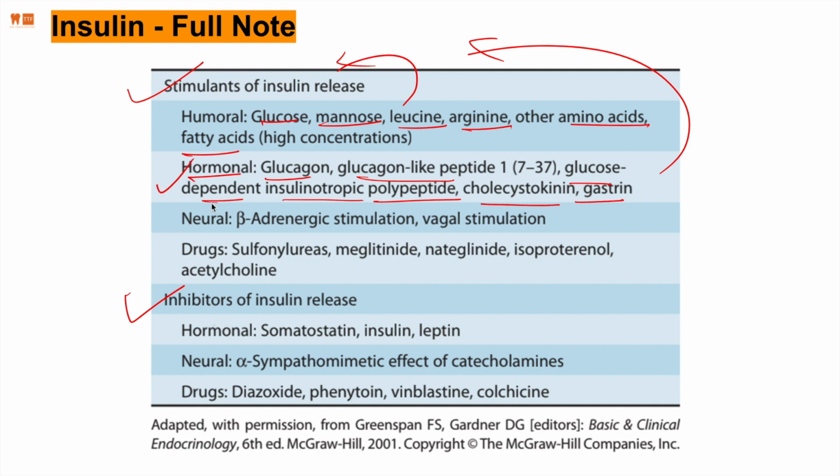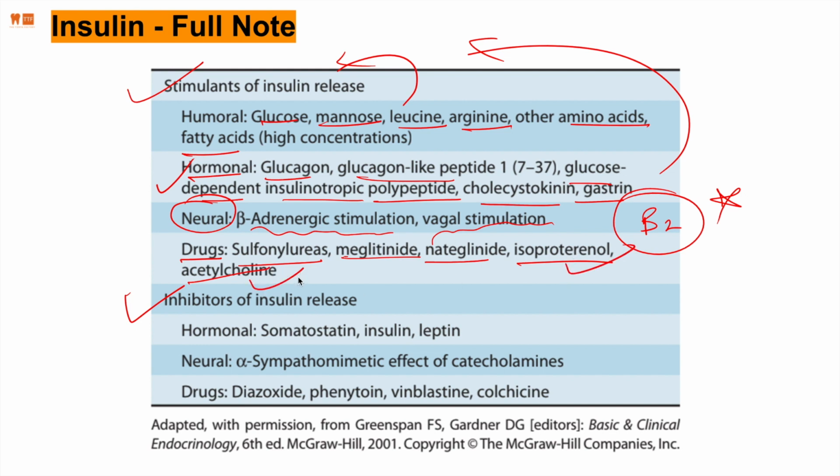Okay? And then in the brain, the neural systems, beta-adrenergic stimulation and vagal stimulation causes insulin release. Specifically, beta-2. Don't forget that. Okay, guys, moving on. Drugs. For stimulating insulin release, what do we use pharmacologically? Sulfonylureas, meglitinide, nataglinide, isoproterenol, acetylcholine. Remember, so isoproterenol and acetylcholine are from autonomic nervous system. These are oral hypoglycemics that we will talk about.